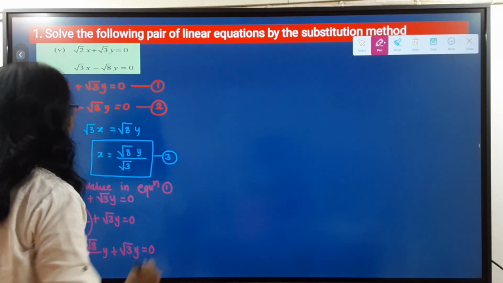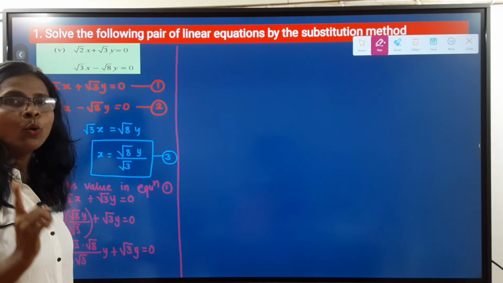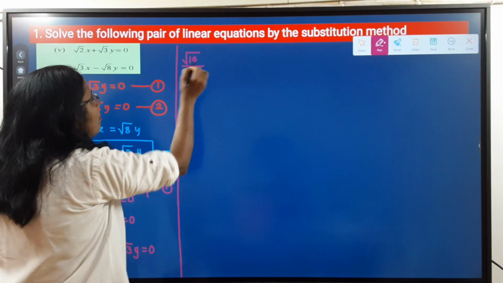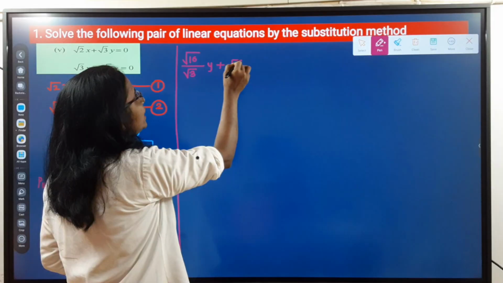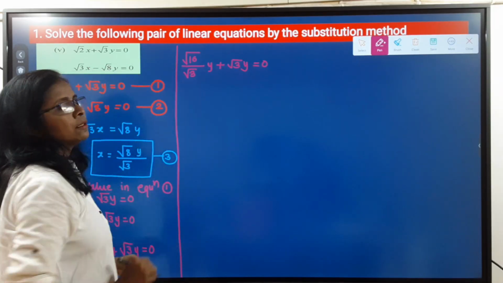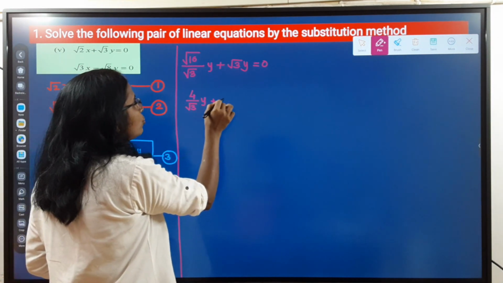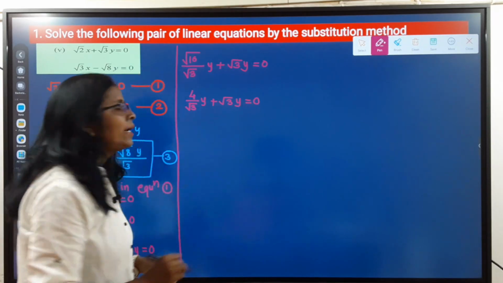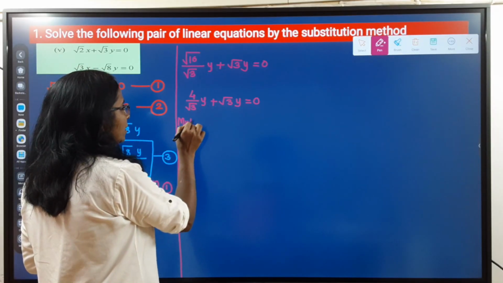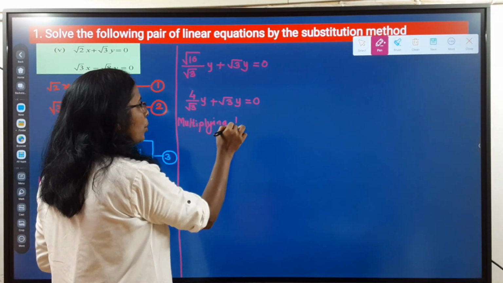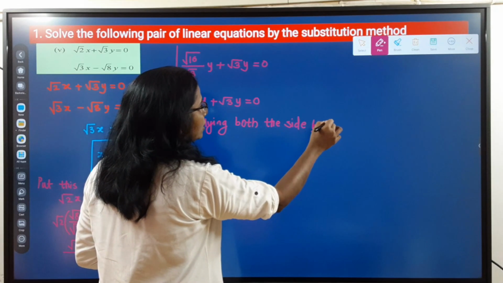Then here, students, the next step is that root 2 multiplied by root 8, that means here root 16 upon root 3, y plus root 3y is equal to 0. Then root 16, students, root 16 means 4. So I write down here 4 upon root 3, y plus root 3y is equal to 0. Now here, students, at the denominator place there is root 3. So multiplying both the sides by root 3.